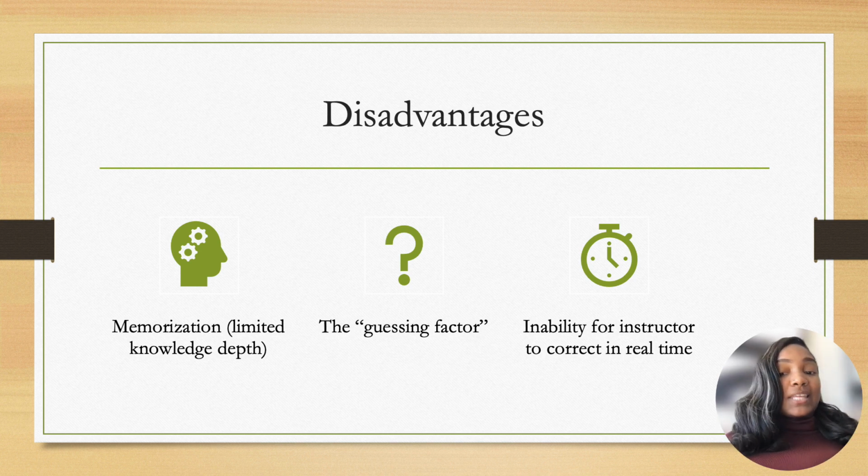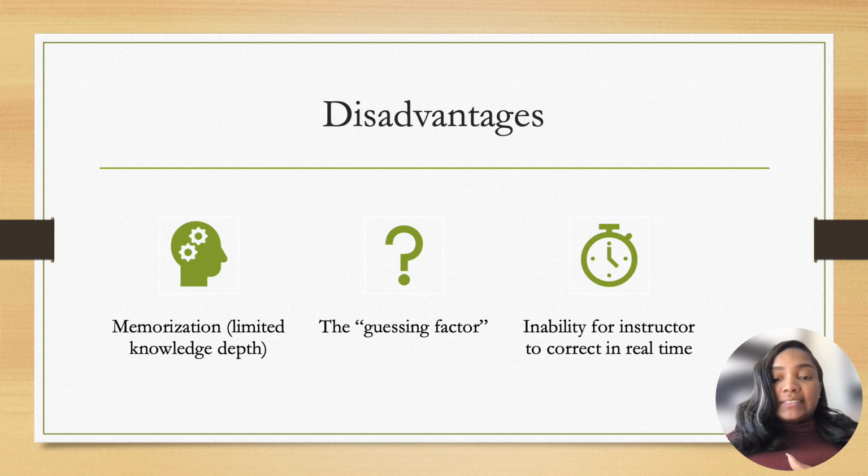Second, we have the guessing factor. Students that don't know the answer at all have a 25% chance of getting the answer correct. Some may even be able to give themselves a 50-50 chance at the question. With that being said, students can guess the correct answer without fully understanding the material.